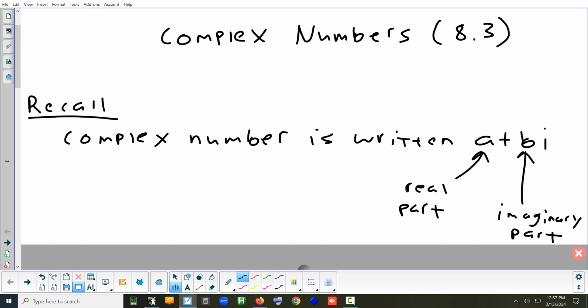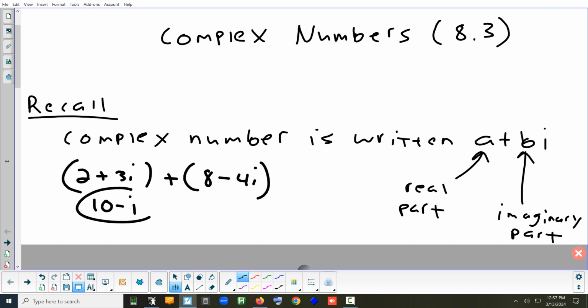And if you want to just do adding and subtracting, that's fine. Okay, that works perfectly. We just stick with that. So you got 2 plus 3i. You want to add 8 minus 4i. It's just combining like terms. So as long as I did everything right, that's what you should get.